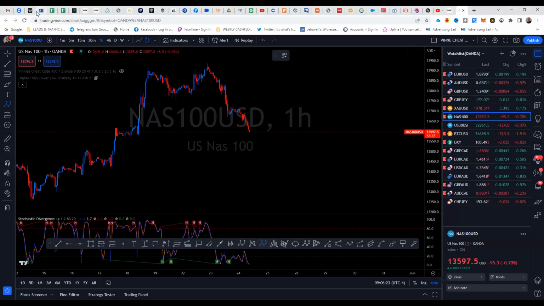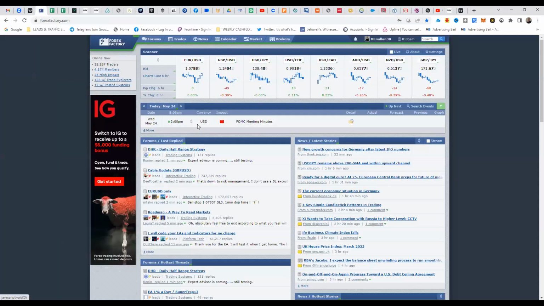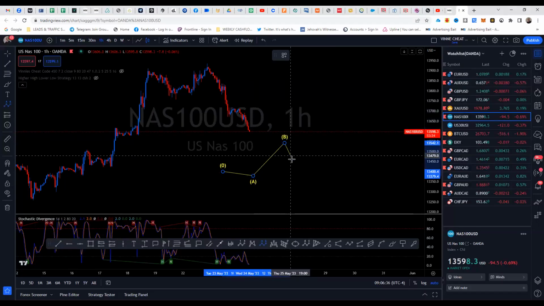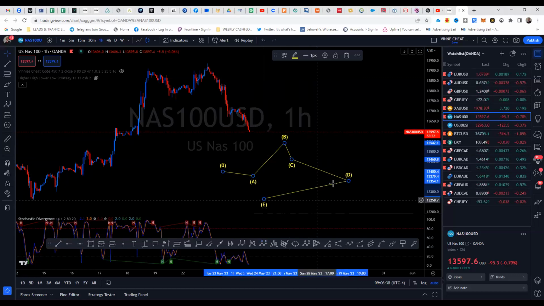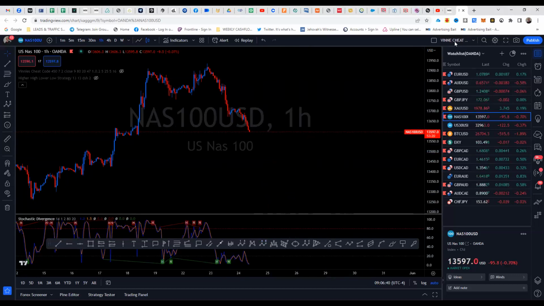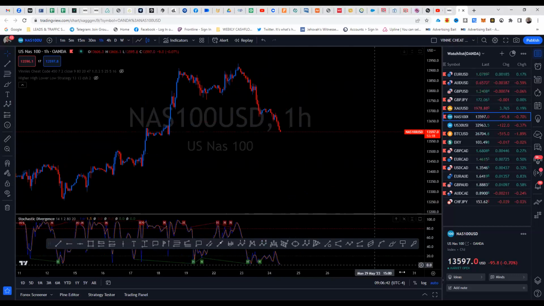Before we get started, let's check the news. We don't have any news till 2 o'clock this afternoon, so we'll be out in London by then. That's good. So we're going to give NAS100 a shot today, and we're going to be implementing the G.S.A strategy.